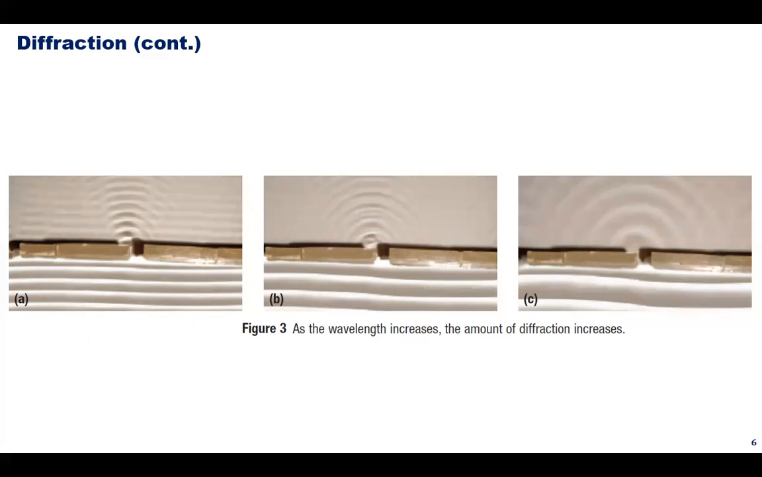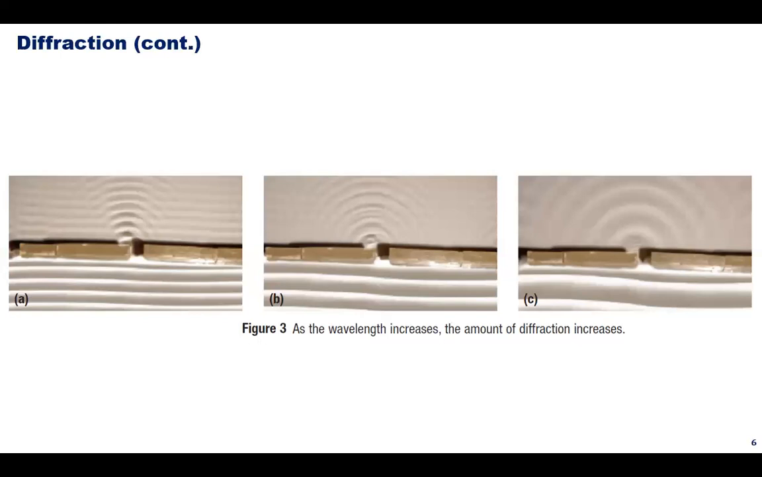Okay, here in figure 3a, we can see a wave encountering a slit with a certain width W. In figure 3b and figure 3c, the width of the opening is the same, but the wavelength of the incident waves has changed. Notice how the amount of diffraction changes. Therefore, as the wavelength increases, but the width of the slit does not, the diffraction also increases.